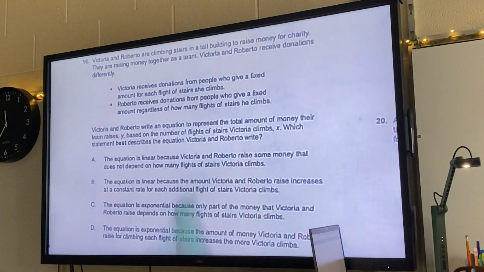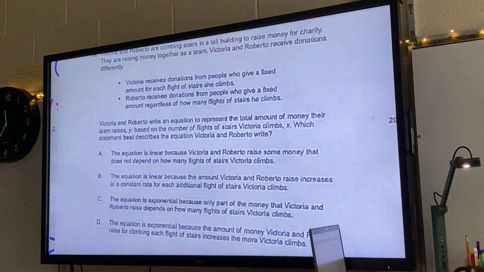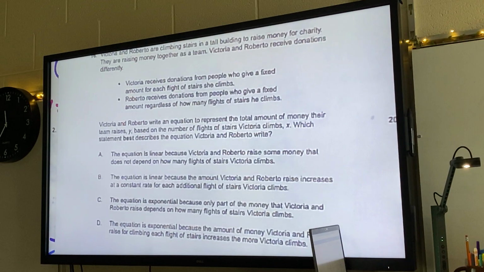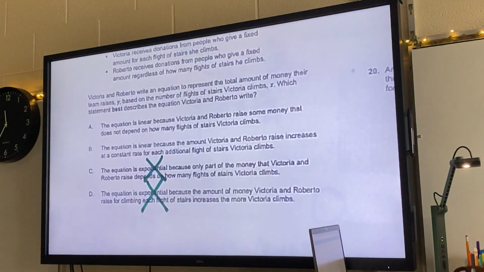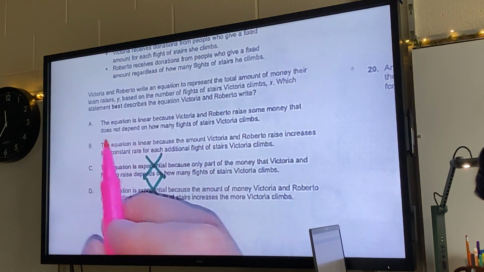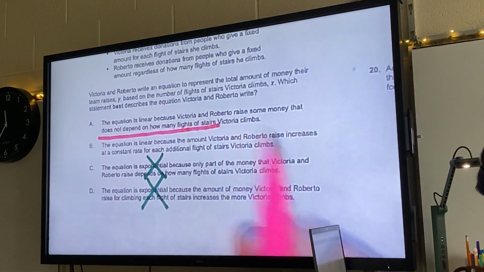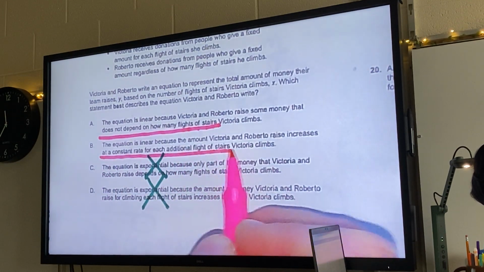So let's look at the first differences here. We got linear, linear, exponential, exponential. So you're getting money every time she climbs a flight of stairs. Is it going to be linear or exponential? It's linear, because you're plussing that same amount every time she climbs a flight of stairs. So it's totally not exponential. So now we're down to A or B. Here's the difference between A and B. A says some money that does not depend on how many flights of stairs, and B says that it's at a constant rate for each additional flight of stairs.